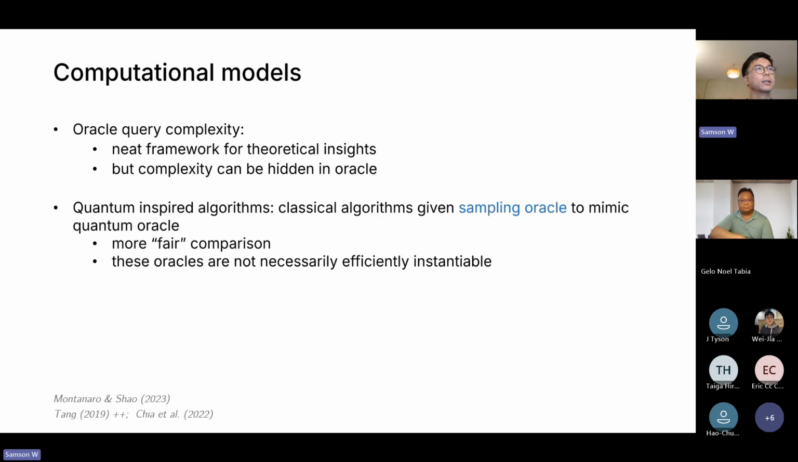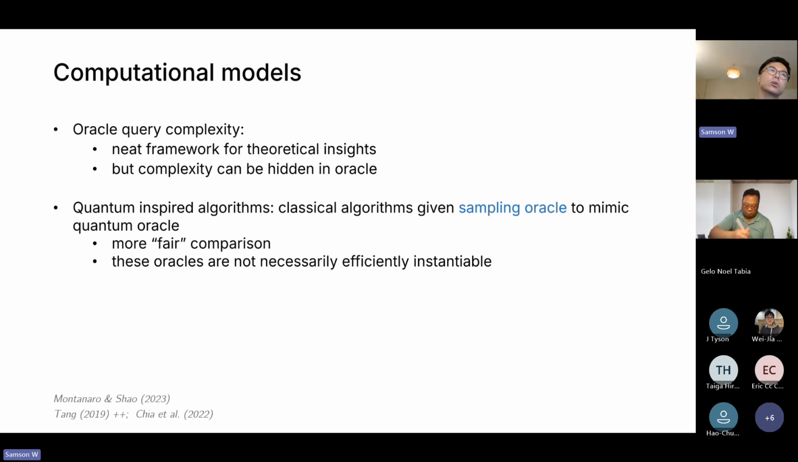Another model that has had a lot of interest in the last 5-6 years, started by Ewin Tang, was quantum inspired algorithms. Here we're thinking of classical algorithms which are given a very special kind of oracle, a sampling oracle, that's meant to mimic quantum oracles. This resolves some of the problems of the previous one, which is that it's a more fair comparison. And this is a nice framework to think in.